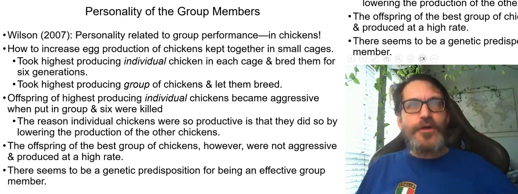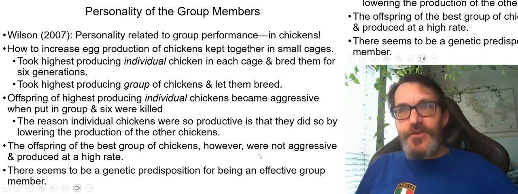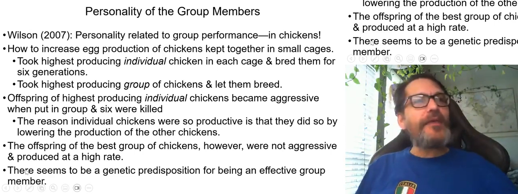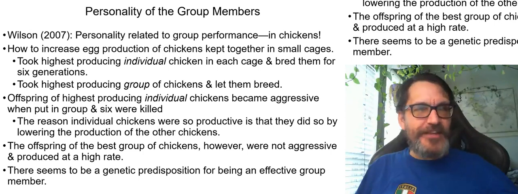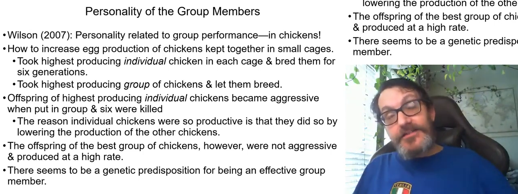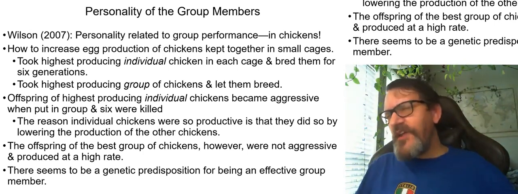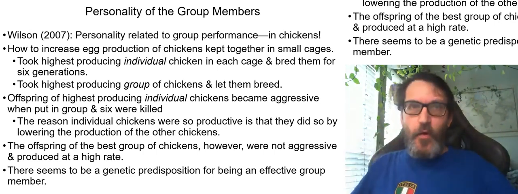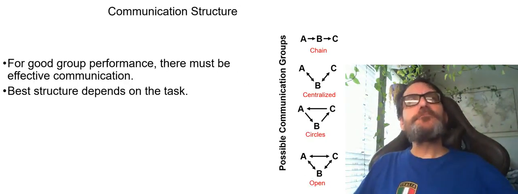They weren't doing it because they were good, but by harming the others. The offspring of the best group of chickens were not aggressive and continued to produce at a high rate. So, kind of an interesting thought: a genetic predisposition for being an effective group member. And it's somewhat logical, as we went through the personality traits that are involved, and personality traits are pretty strongly genetically oriented. So this final line ought not be terribly much of a surprise.